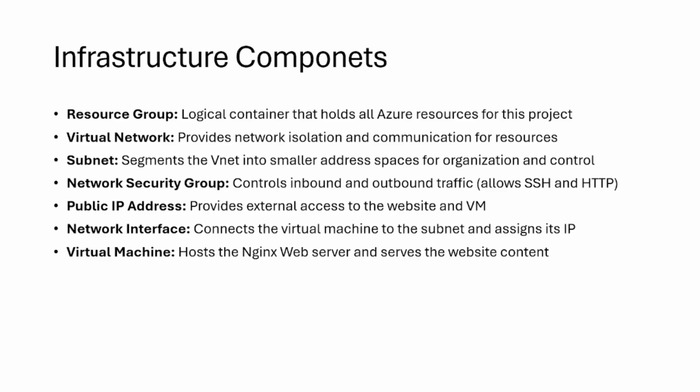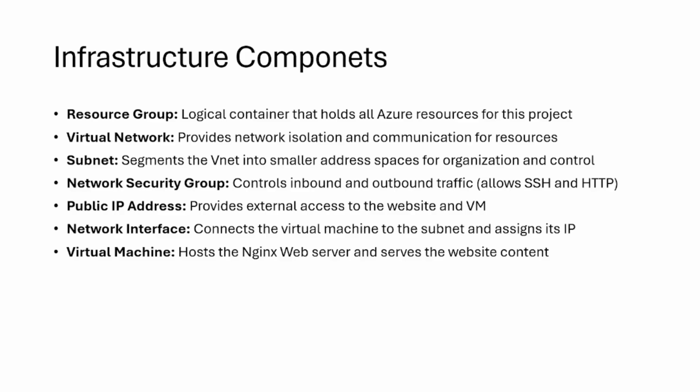A virtual network provides network isolation and communication for resources. A subnet, in this case we're just going to have one subnet, segments the VNet into smaller address spaces, so if we had multiple, this would be the case. A network security group controls inbound and outbound traffic. For us, we're going to use SSH and HTTP.